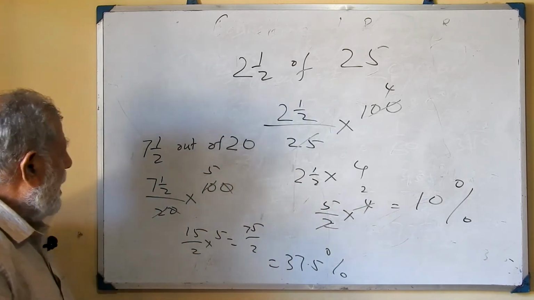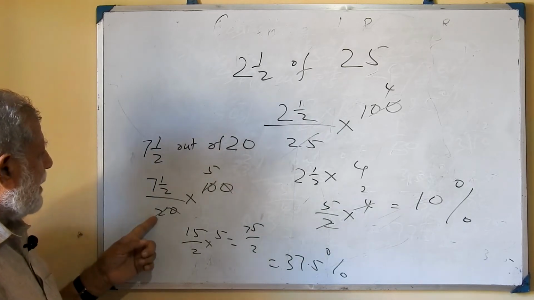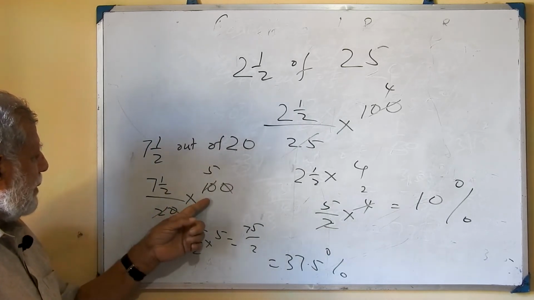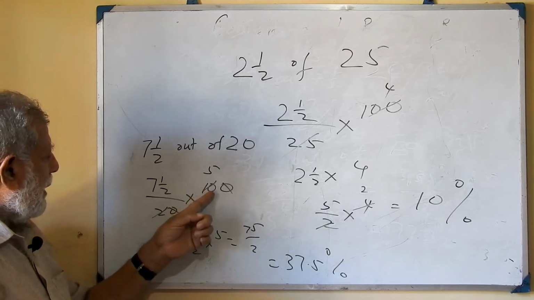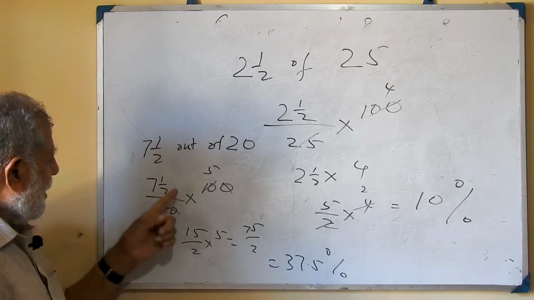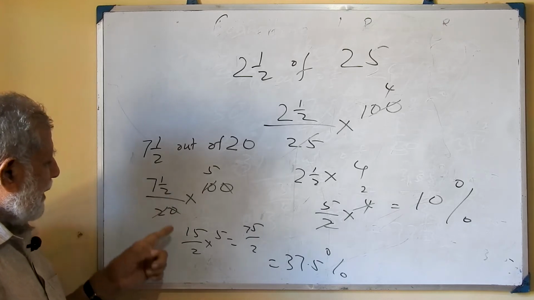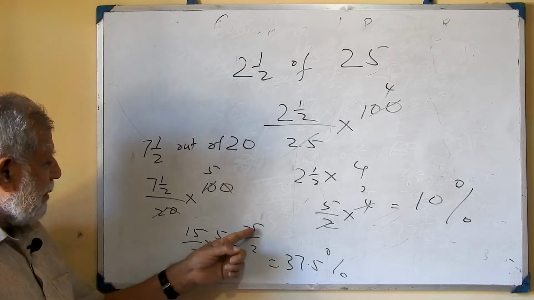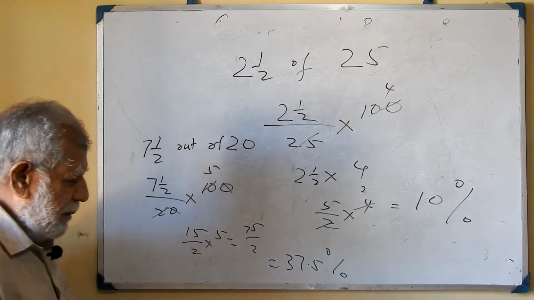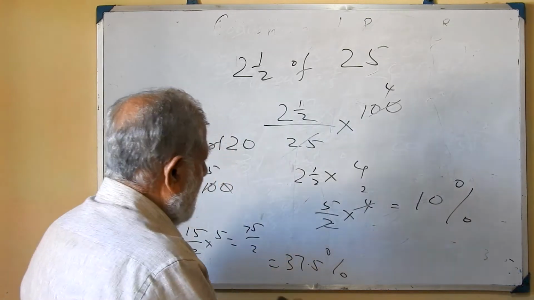How did we get that? Now 7.5 upon 20 into 100. So this is how you convert to percentage. So 20 and 100 cancel 5. So 7.5 into 5. 7.5, make it improper fraction. 15 upon 2 into 5. So 15 into 5, 75 upon 2, 37.5%. So this is how we do it by cancelling.